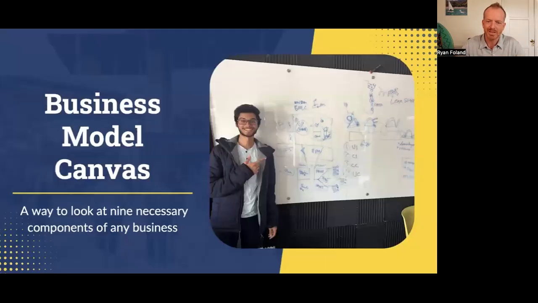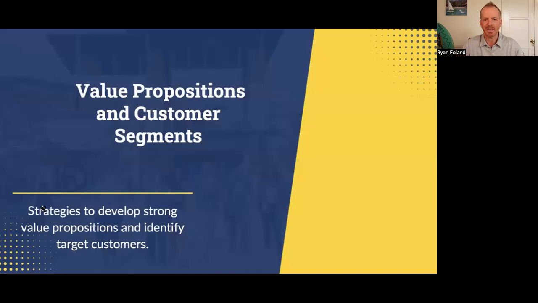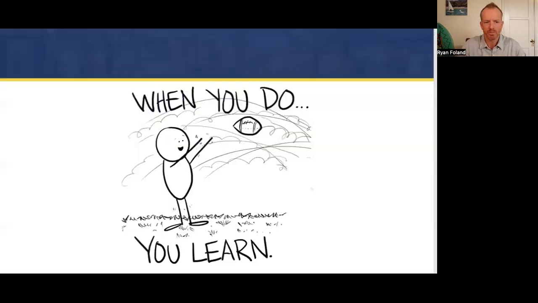The business model canvas is a way to look at just the 9 necessary components of your business. If you are going to pitch your business, it uniquely will be your own, and that's why pitch is an art form. This is a canvas. It's going to help with your elevator pitch, it's going to help with communicating with investors, and at the end of the day, it will help you know exactly what you need to do to get your canvas shipshape so that you have all of your stuff together to take it to the next step.